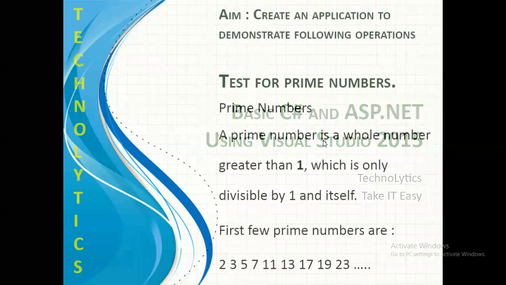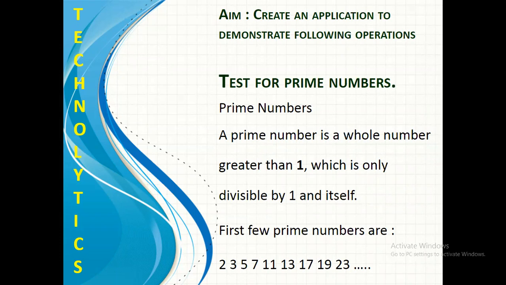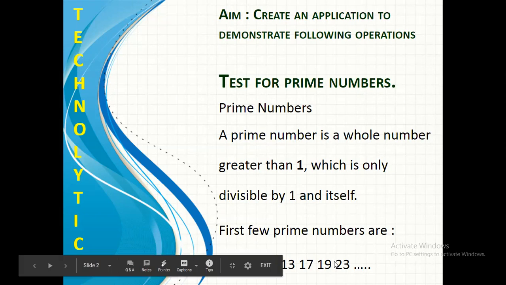Take it easy. In today's video, we are going to create an application to demonstrate testing of prime numbers. Testing for prime numbers means, basically, a prime number is a whole number greater than 1 which is only divisible by 1 and itself. The first few prime numbers are 2, 3, 5, 7, 11 and so on. Why do we call them prime numbers? The reason is that all these numbers are divisible either by 1 or by themselves.